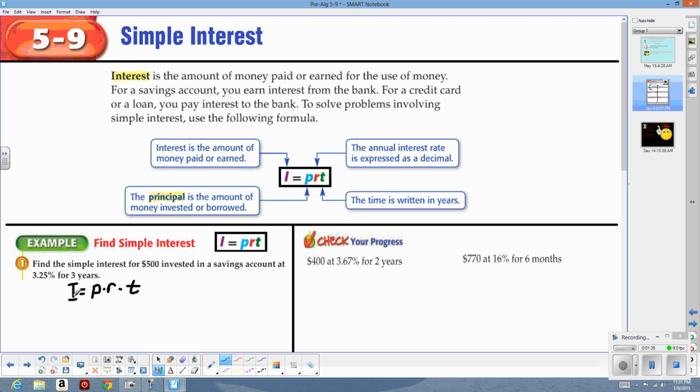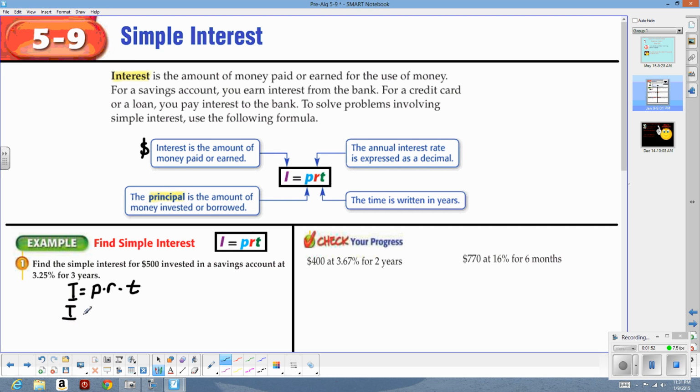We do not know the interest. We know the interest rate, but we don't know the dollar amount. That might be something to add up here on the formula. The interest is going to be a dollar amount. It's not the percent, that's the rate. So we don't know what I is.